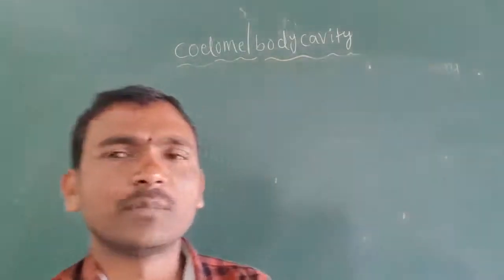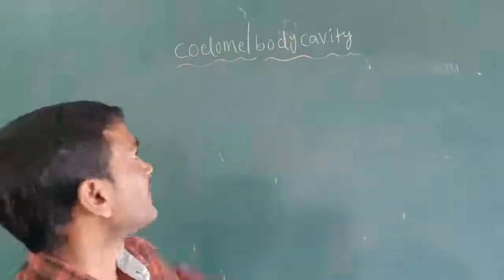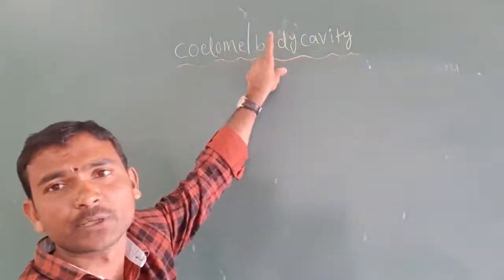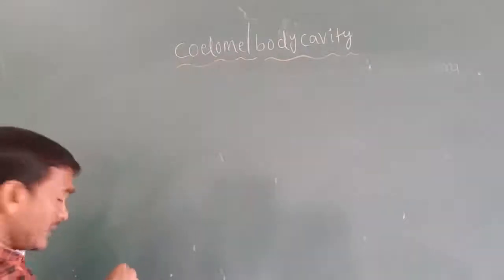Today's class is about the animal kingdom, the basics of the animal kingdom. First, the coelom or the body cavity. This is one of the important topics in the animal kingdom. First, what is the definition of the coelom or the body cavity?